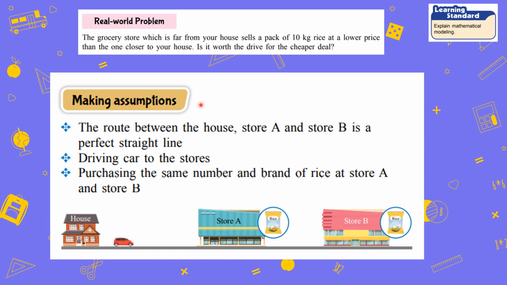Next component is to make assumptions and identify the variables. These are the assumptions that are made for the real world problem. The first assumption is we assume the route between the house, store A and store B is a perfect straight line. Then we assume we drive a car to the stores, and the third one, we assume we purchase the same number and brand of rice at store A and store B.